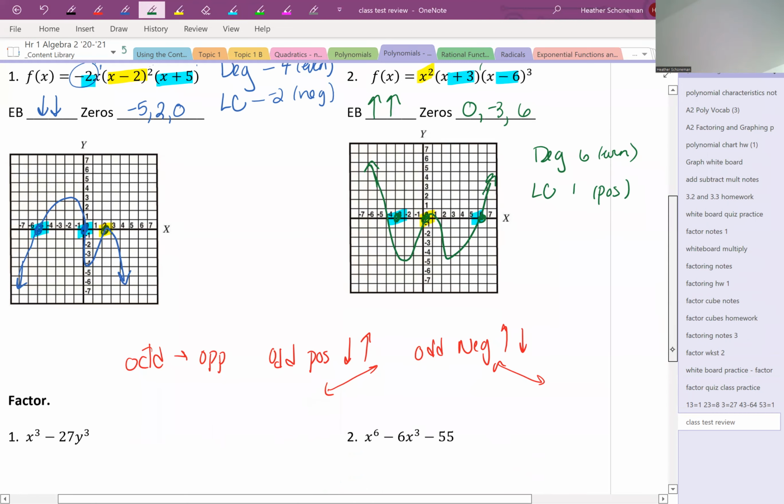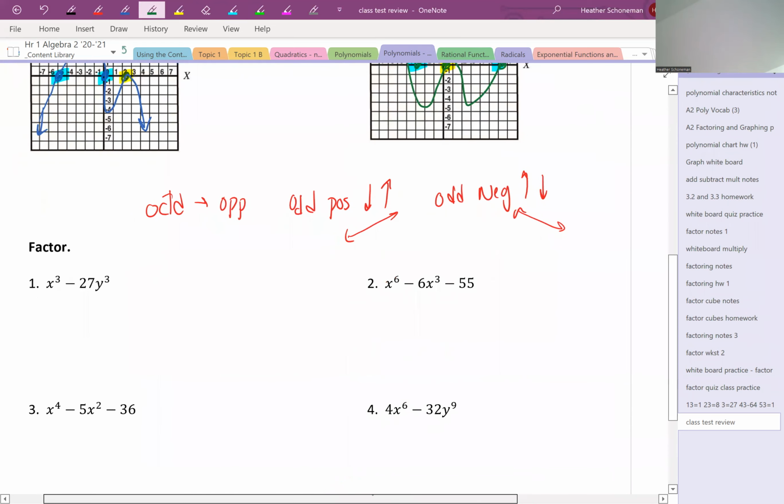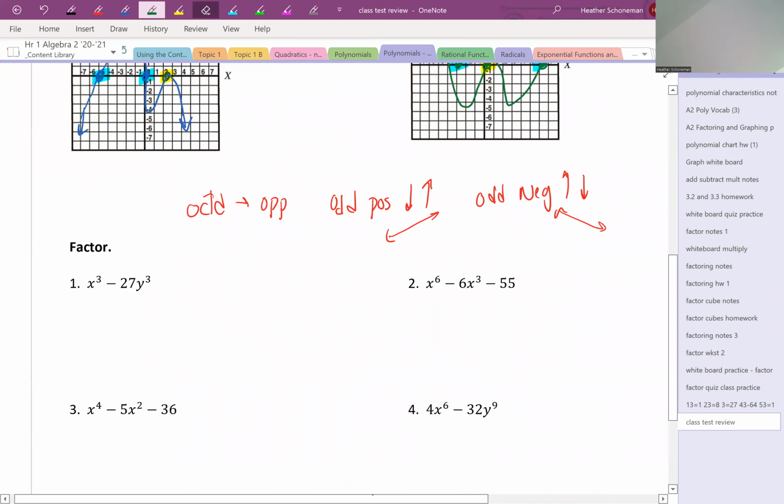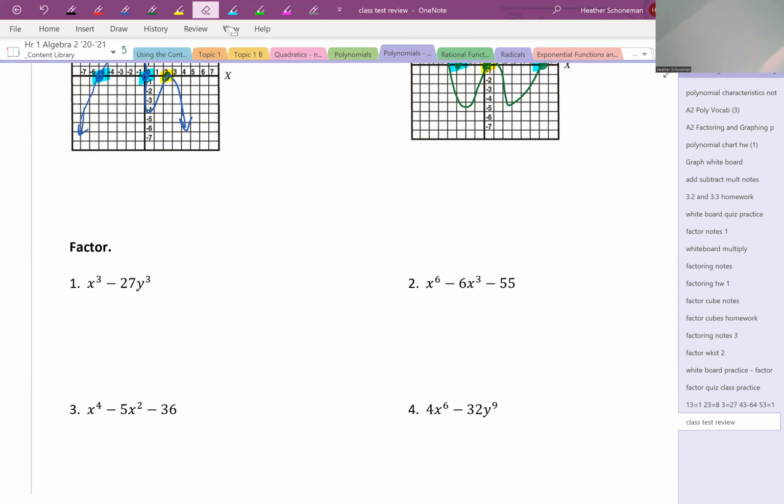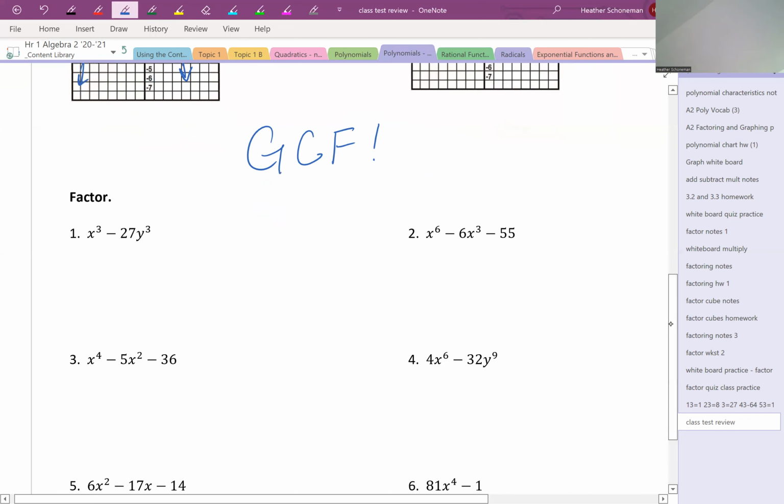Okay, let's factor. Now on all of these problems, the very first thing that you need to look for is a greatest common factor, because if you skip that step, it's going to mess you up down the road most likely. So in number 1, we're looking for a greatest common factor, but it doesn't have it. So once I've eliminated that step, now I can pick which pattern it is.